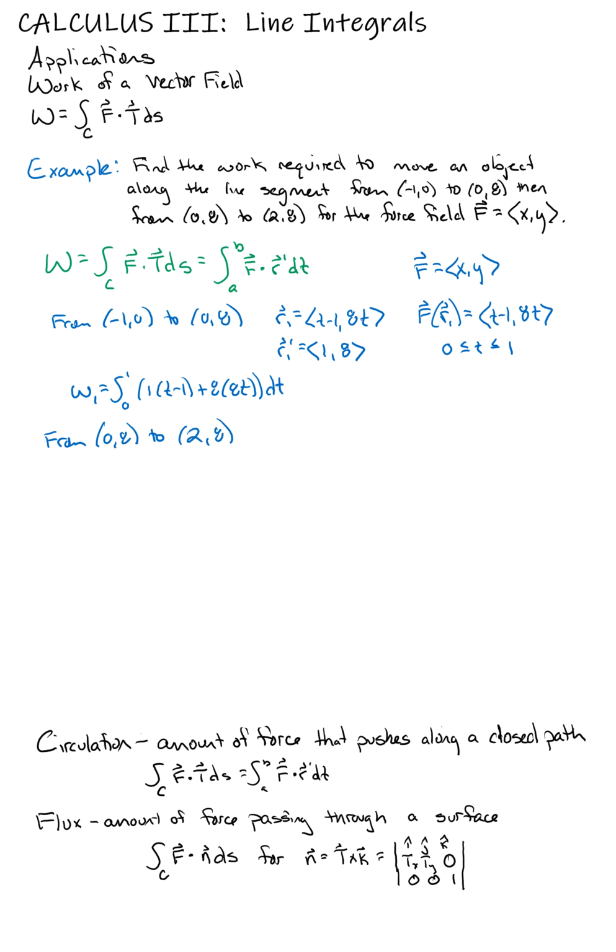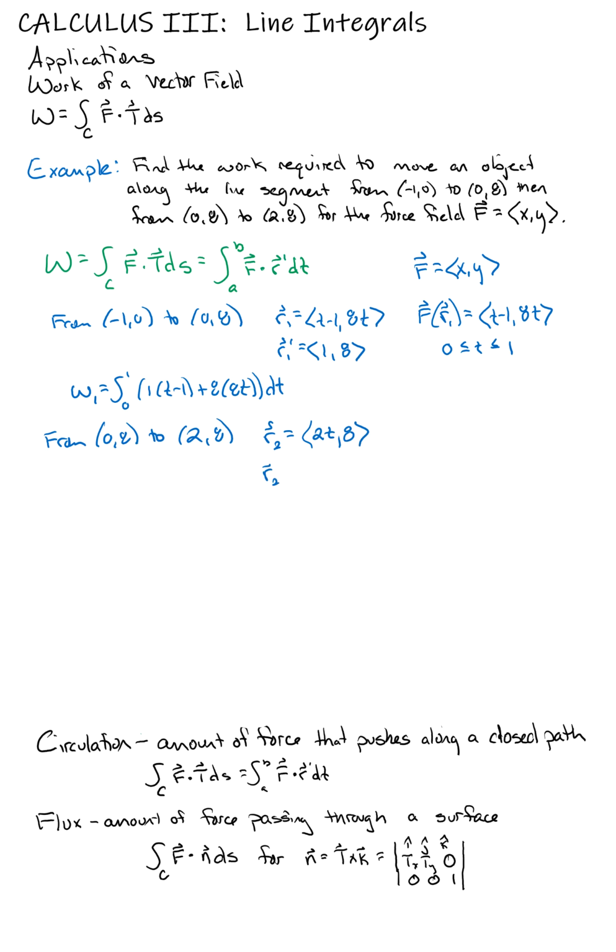So now let's take a look at going from 0, 8 and then to 2, 8. So this will be R2. Again, remember how to find this r value. It's r naught plus vt. R naught, of course, is the vector from the origin to the first point, and then v is the vector from the first point to the second point. So that ends up giving us 2t and then just 8.